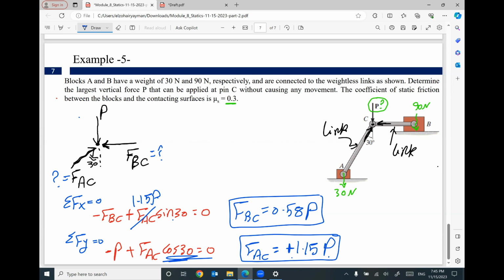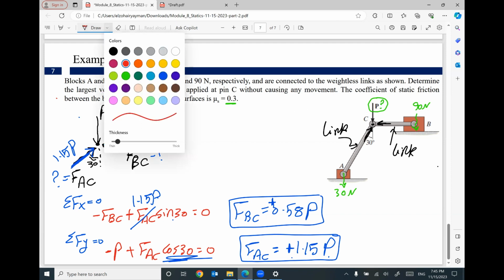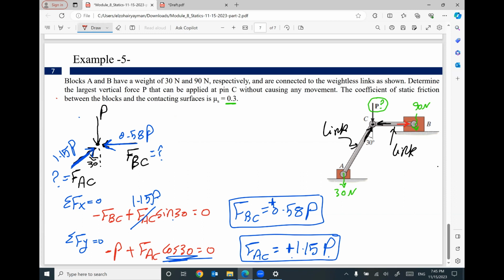That makes sense? I found this value is positive and this value is positive, which means this direction is correct. How much? 0.58 P. And this direction is correct. How much? 1.15 P. Keep in your mind, this direction will be in the opposite direction here with the same value, and this direction will be in the opposite direction here with the same value. So I have a value here of 1.15 P, and a value here of 0.58 P. So the first step of this problem is joint equilibrium. This is what we learned in module number 2.